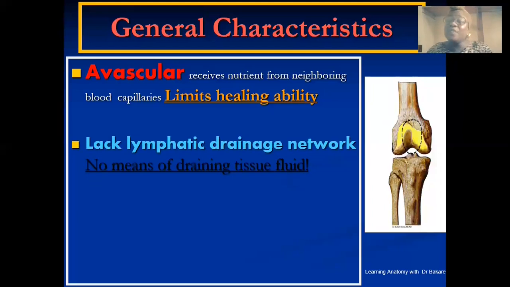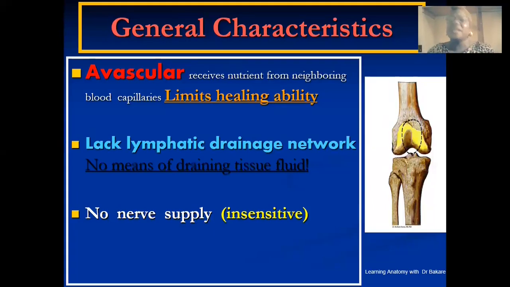There's also the lack of lymphatic drainage, and this will mean that tissue fluid will not have a means to be drained out of the cartilage. And lastly is that they have no nerve supply, and this means that they will be insensitive. So there's not going to be the generation of impulses within the cartilage because of the lack of nerve supply.